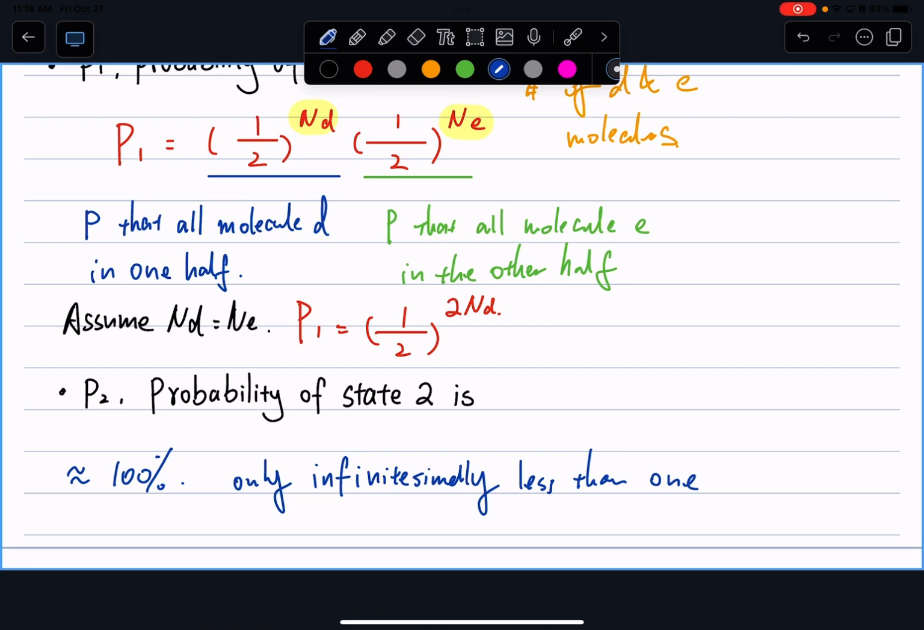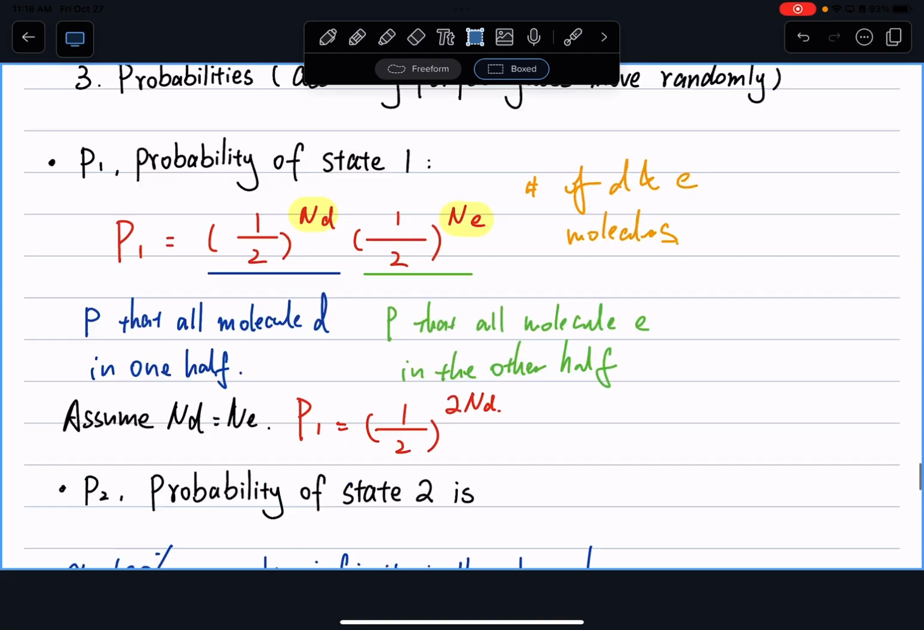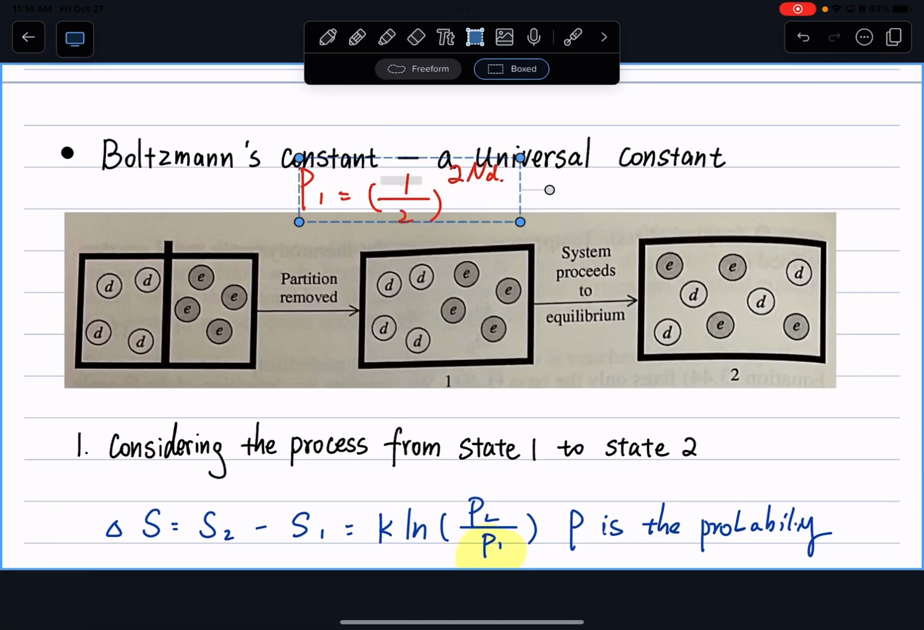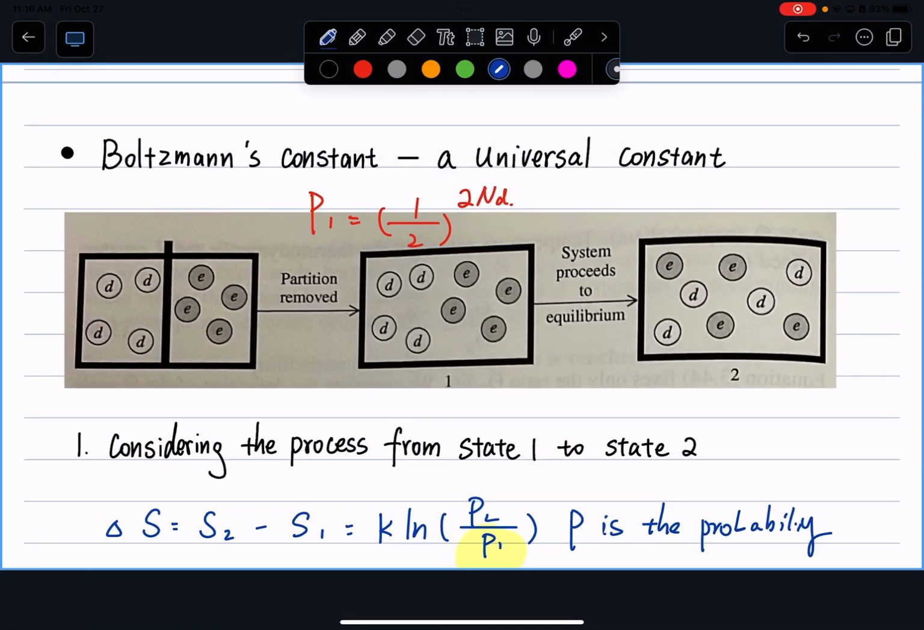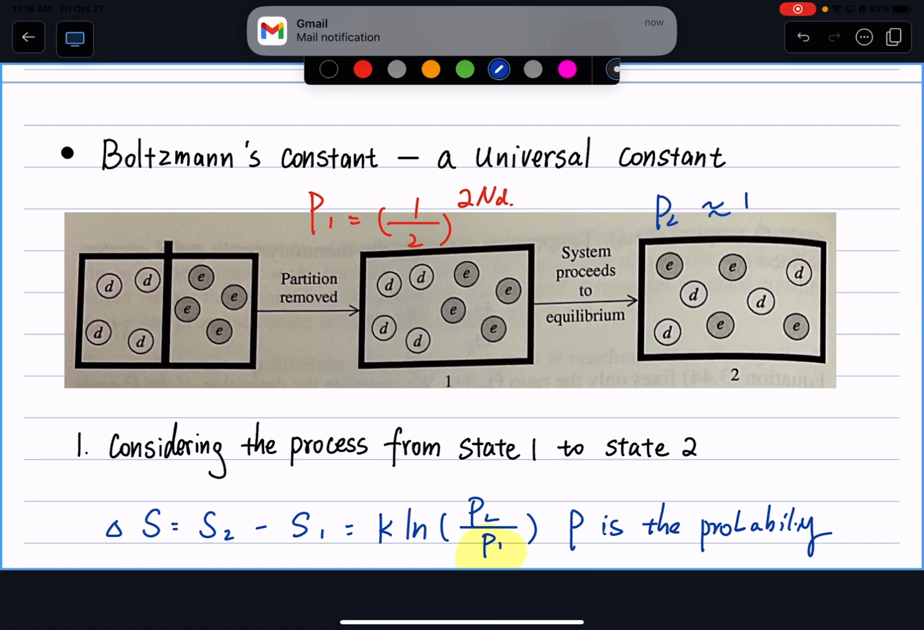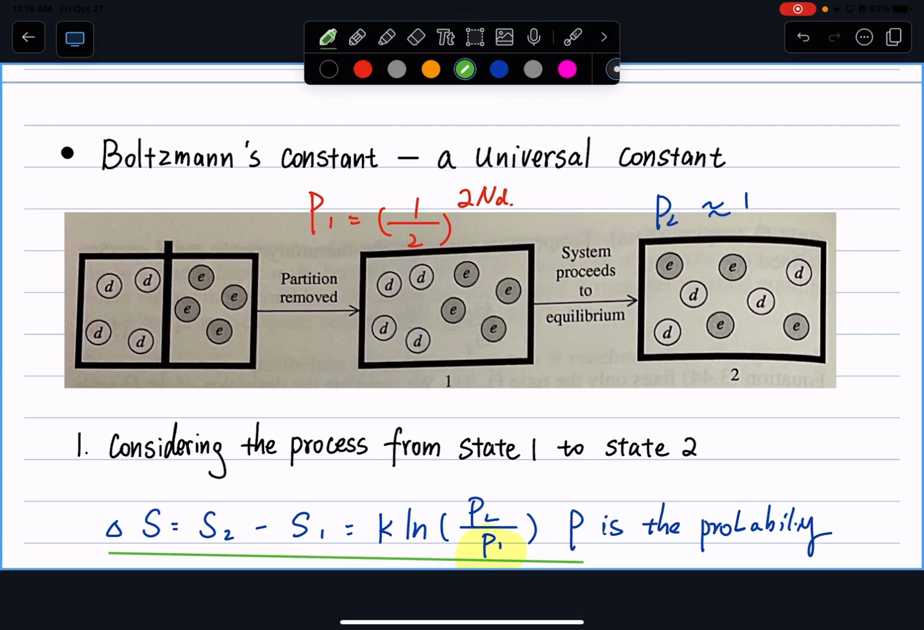All right, so let's put it this way. So that's our P1. And my P2, we can assume it's almost equal to 1. So with that in hand, when we rewrite this relationship out, your P2 is almost equal to 1, and your P1 is 1 over 2 to the power of N.